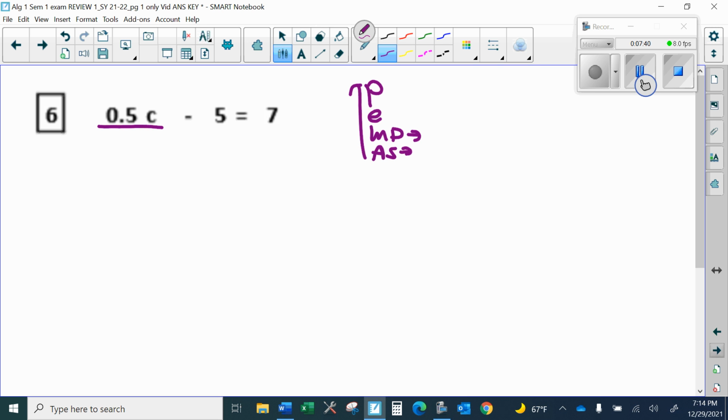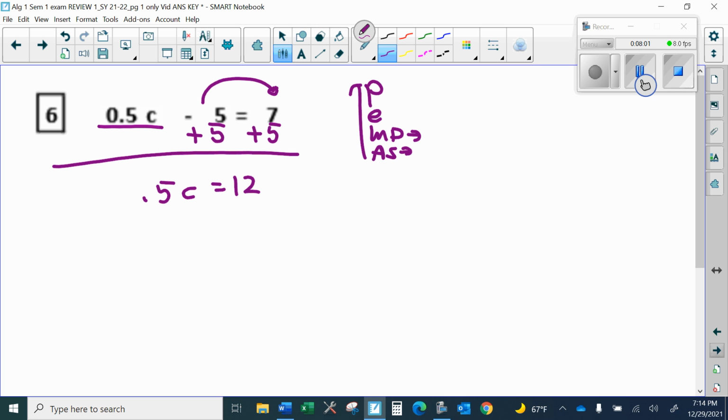Remember the first question I asked. The coefficient of the variable, the coefficient of c, is that positive? Yes, it is. So it's going to stay there. So I'm moving this constant term across. So that's my add or subtract. To do the opposite operation, plus 5 to both sides. So I have 0.5c equals 12.